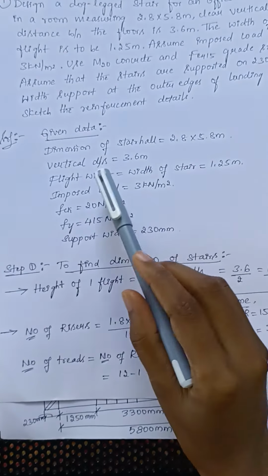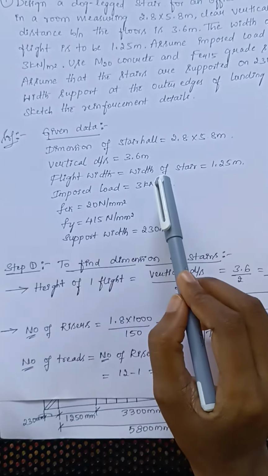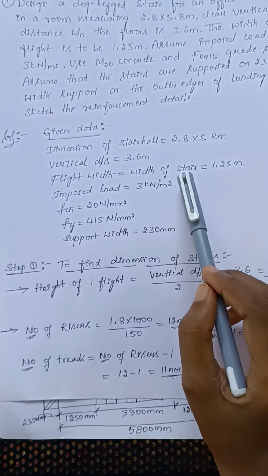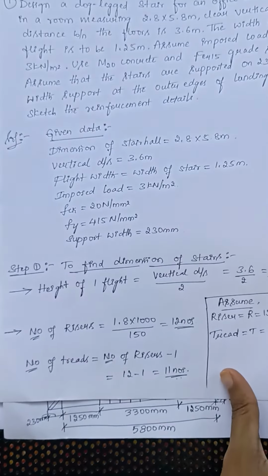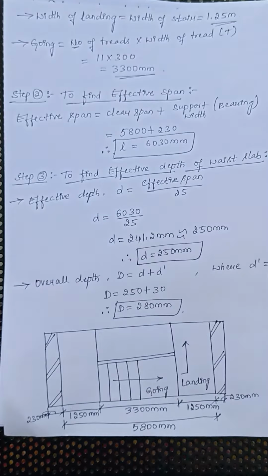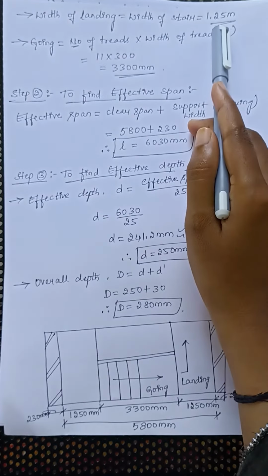In the question, the width of the flight is given, which is nothing but the width of the stair. We will be giving the width of the landing as the same as the width of the stair, that is 1.25 meter. Let us keep the same value here, 1.25 meter.